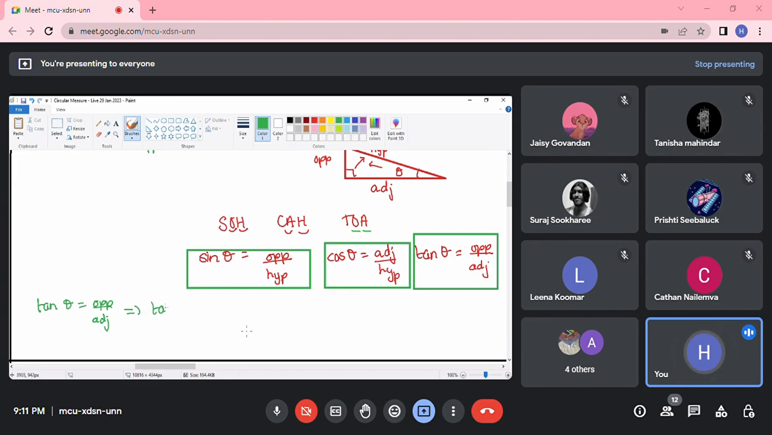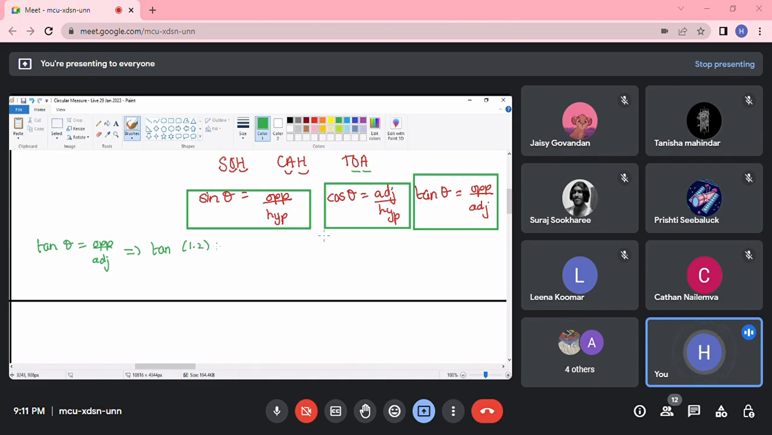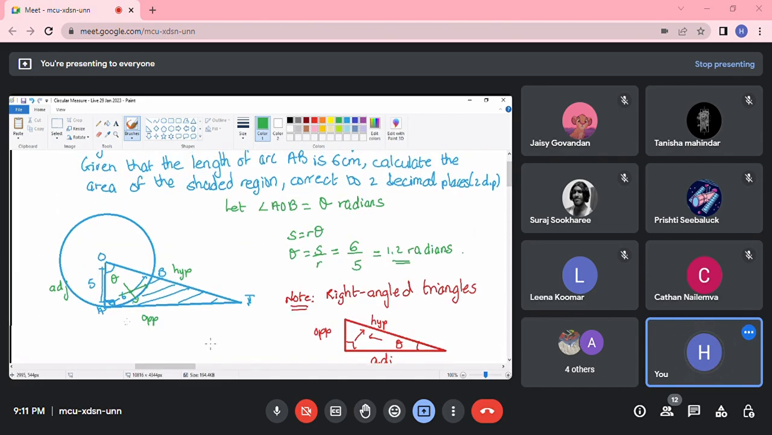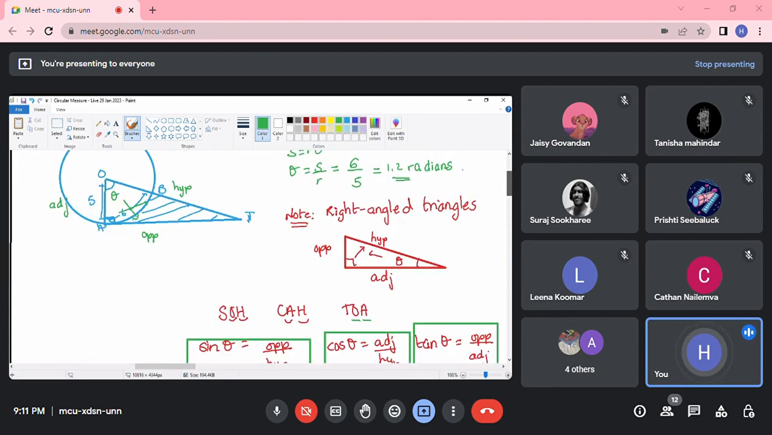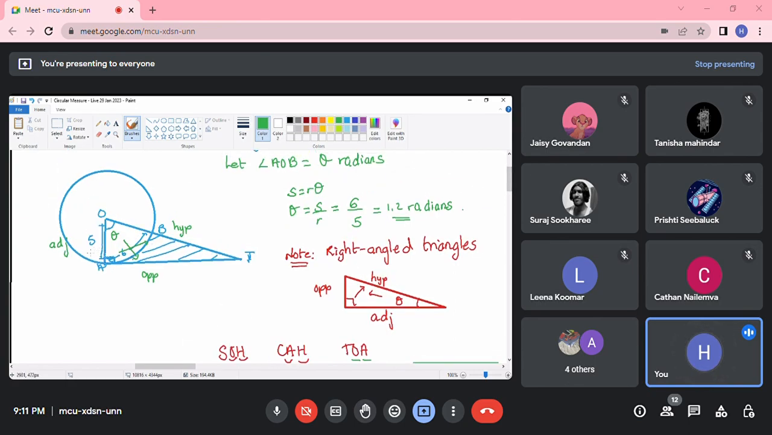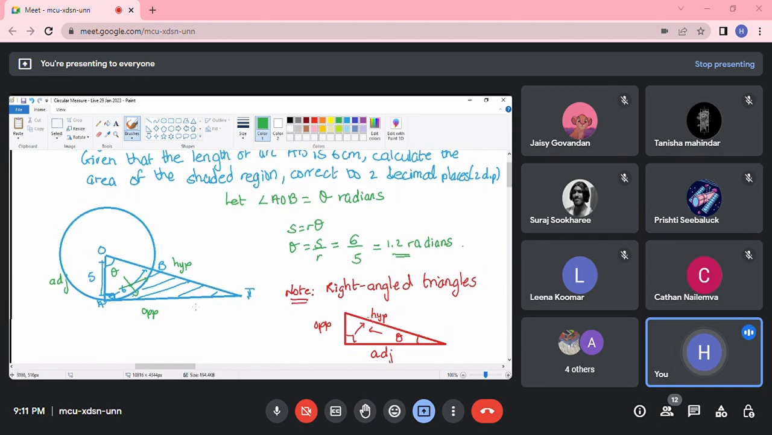This implies that the tan of this angle AOB, 1.2 radians, is equal to the opposite side, that is AT, which we need to find the area of the triangle. AT is the base of the triangle, over the adjacent, which is 5 centimeters. So therefore AT, we cross multiply, is equal to 5 tan of 1.2 radians. Okay? So now we find the base of the triangle. So we can easily find now the area of the triangle.